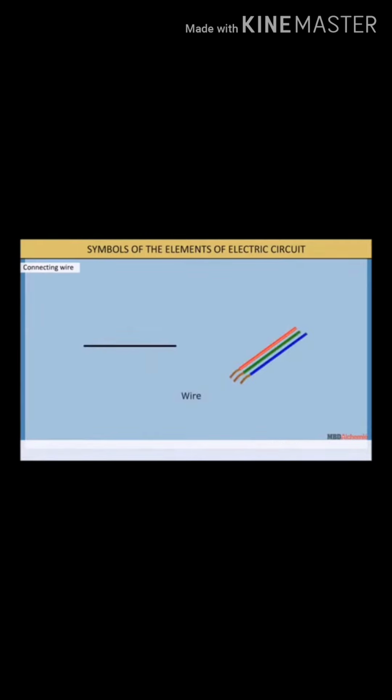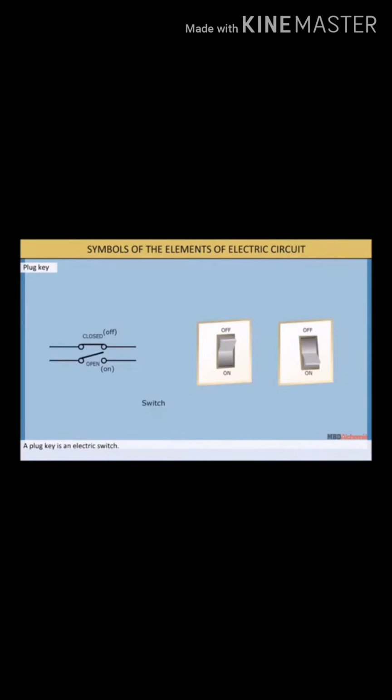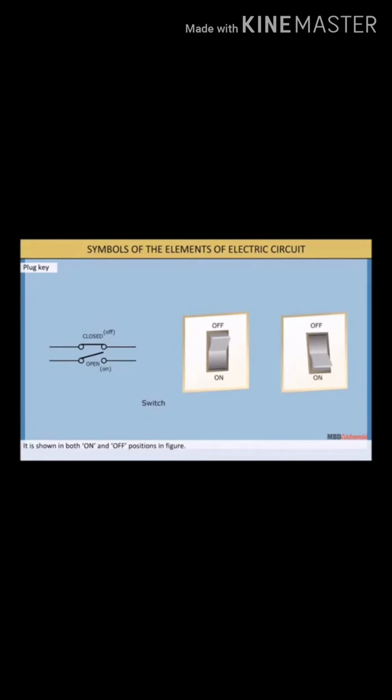Bulb. It produces a light and is represented by a coiled wire inside the circle as shown in the figure. Next one is connecting wire. The connecting wire is represented by a straight line. It is usually made of copper and provided with insulation. Next one is plug key. A plug key is an electric switch. It is shown in both on and off position in this figure.